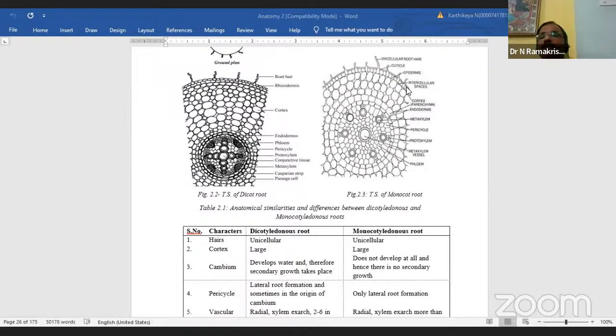Yeah, the first one is common: this is the epidermis. The second one is the cortex. What is the third one? This is the vascular bundles. Vascular bundles, okay. Now you see what type of arrangement is there in vascular bundles.